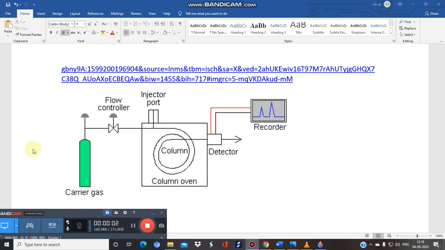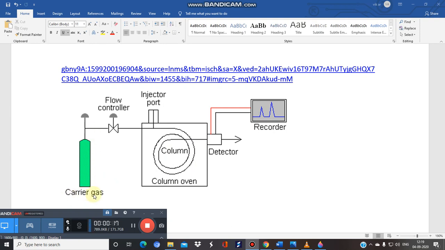I welcome you all to the next part of the gas chromatography series. So in this video, we are going to see the separation concept, how the separation is achieved in the gas column. So first of all, let's recall the major parts.